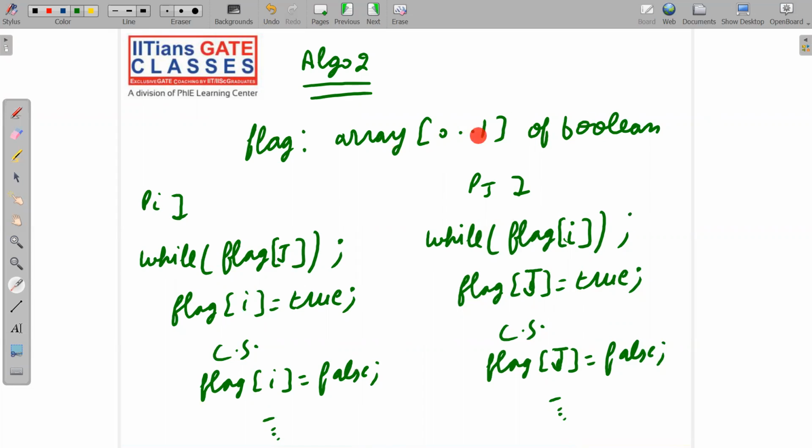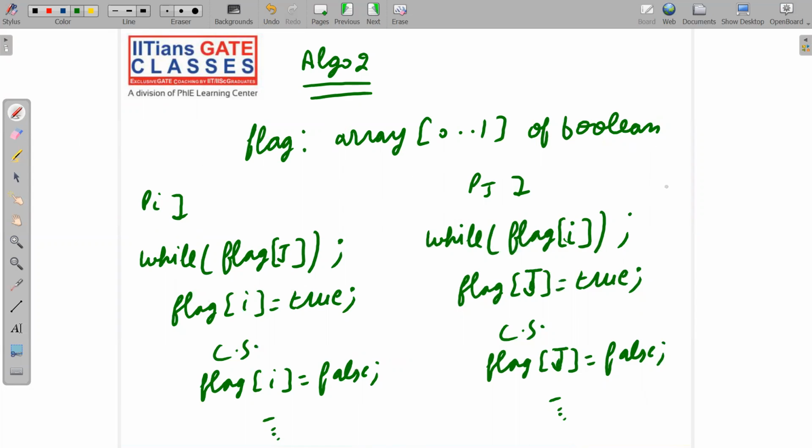Since flag is an array of two variables, and these two variables are of Boolean type, 0 to 1 means what? Array 0, flag 0, flag 1. So 0 means I, 1 means J. You can imagine like this. So flag I, flag J. These are two variables and these are Boolean variables. They can be either true or false. So now how we will look into it.